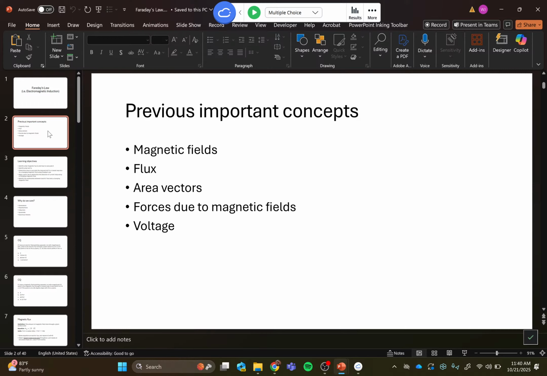All right. Now, to be able to understand this, we need to remember magnetic fields. We need to remember flux. We've covered electric flux. Magnetic flux is going to be the same thing, but with a B instead of an E. We need to remember area vectors, which way those point. We need to remember forces due to magnetic fields and voltage, things that hopefully you're familiar with.